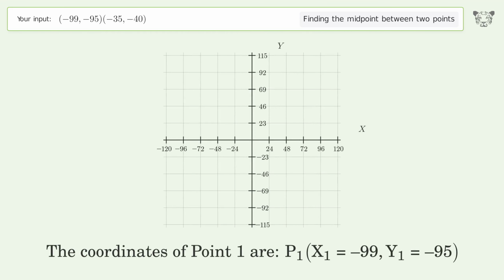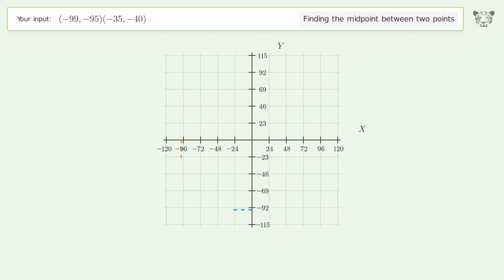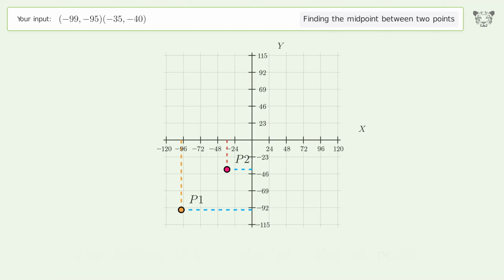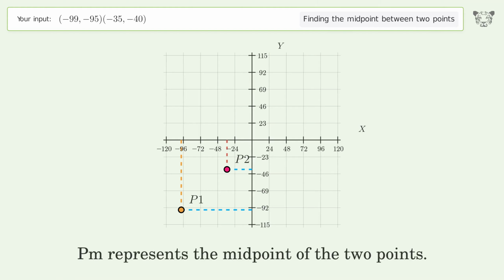The coordinates of point 1 are x1 equals -99, y1 equals -95. The coordinates of point 2 are x2 equals -35, y2 equals -40. PM represents the midpoint of the 2 points.